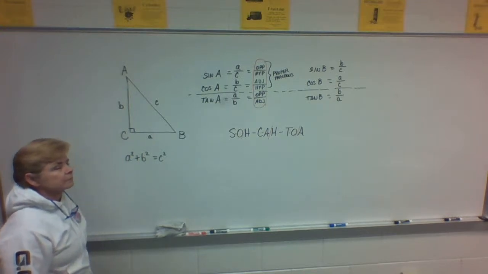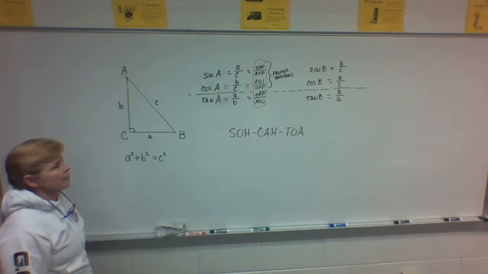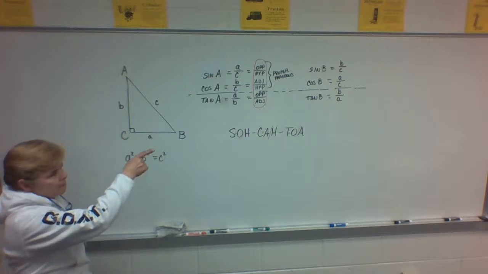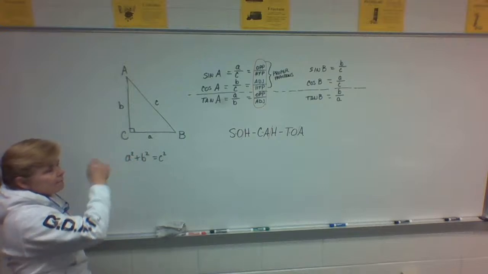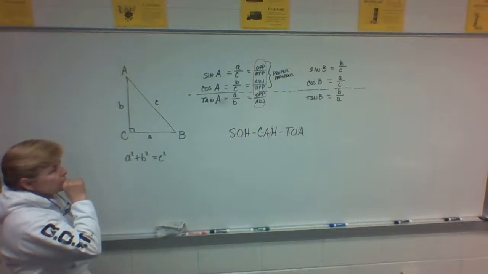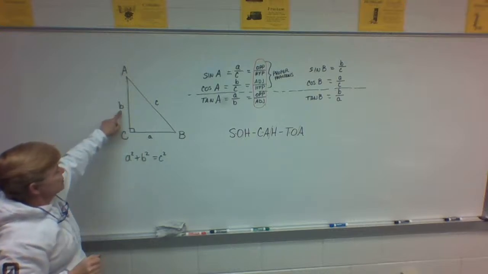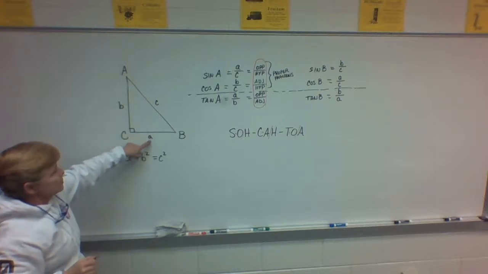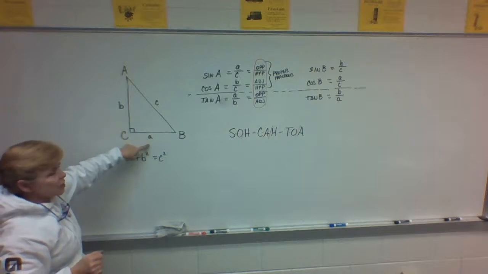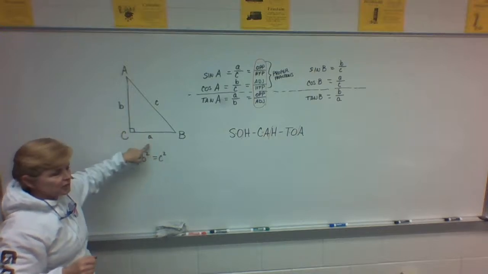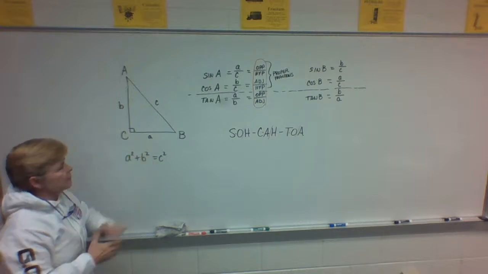Question? Why did you put B in the denominator on tangent B? I didn't. Tangent B is B over A. Tangent A is A over B. Why did you put A in the denominator? Because the opposite of B is B, and the adjacent to B is A. Opposite over adjacent. A is adjacent to B, so it goes in the denominator. Oh, okay. You see what I'm saying? You okay with that? Yeah. Okay.